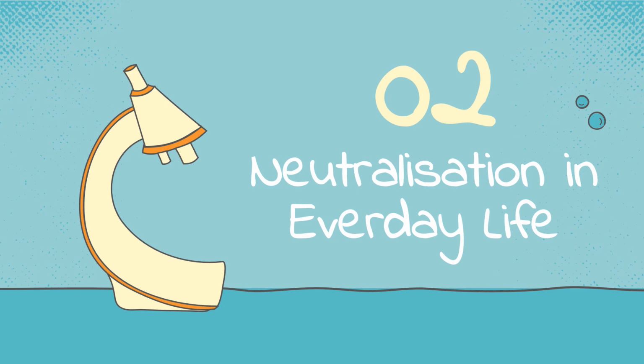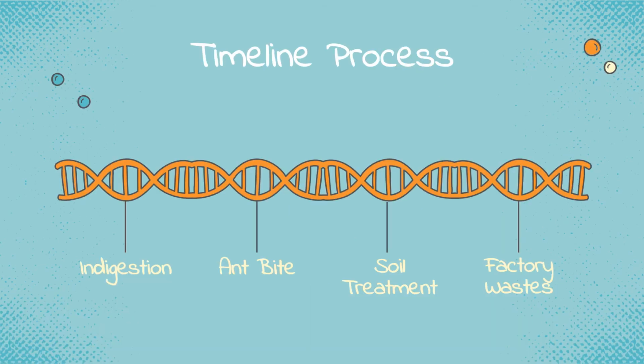Now let's get started with our second topic, neutralization in everyday life. Now we'll be seeing how exactly we use neutralization in our life to help us. Right, so let's get started. Timeline process. Now the DNA looking thing below is actually a list, an index of what we'll be seeing ahead. We'll see how we use neutralization for indigestion, ant bite, soil treatment, and factory wastes.